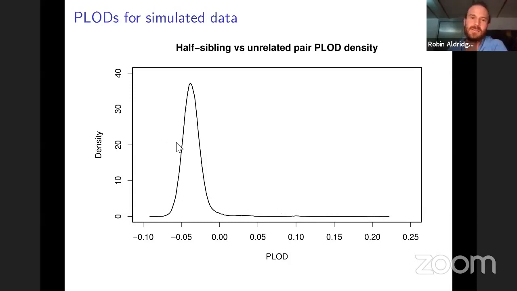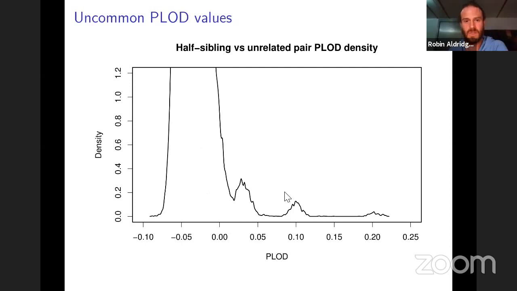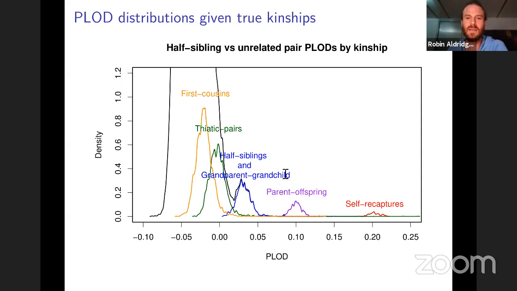You might recognize this from Mark's talk last night. Most of the PLODs are in the negative values, indicating more evidence that they're unrelated than that they're half siblings. But you can see that there are a few PLODs in the positive values. And if you zoom in, you can see that they actually are in these distinct bumps. Because we're simulating them, we can actually tell what the true kinships are between the pairs of animals for each of these PLODs. And it turns out that you have self-recaptures over on the most related side of the curve, parent-offspring pairs less related than self, and then half siblings and grandchild pairs, and then becoming closer and closer to unrelated pairs here.